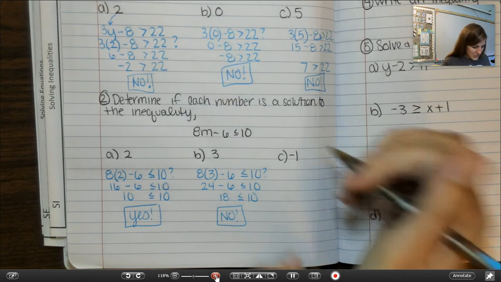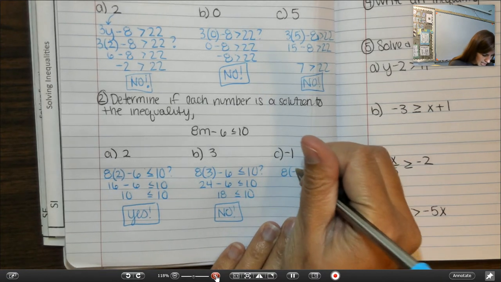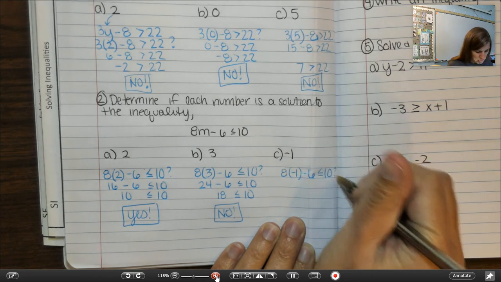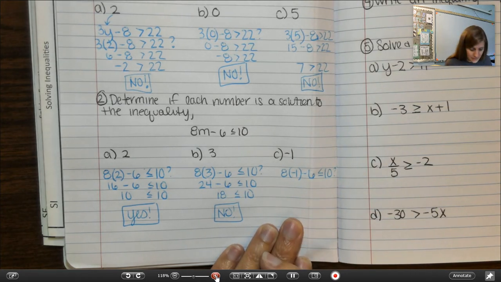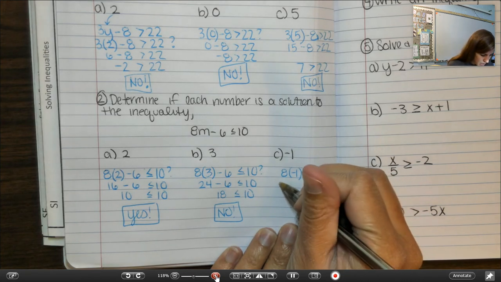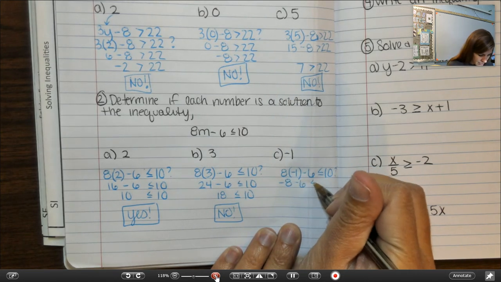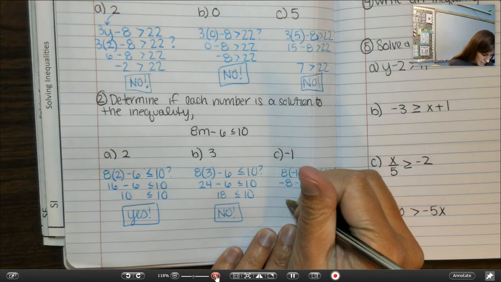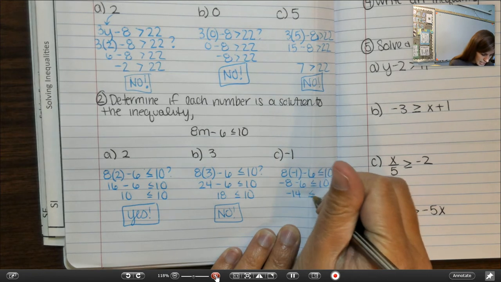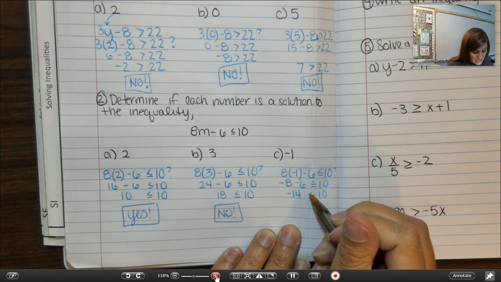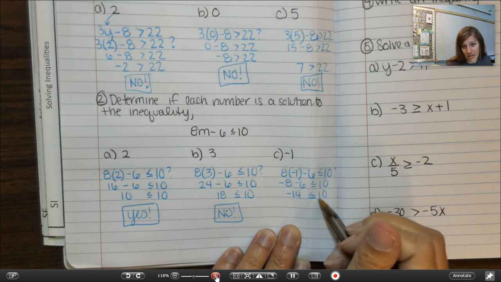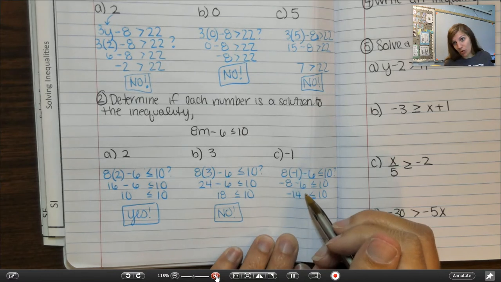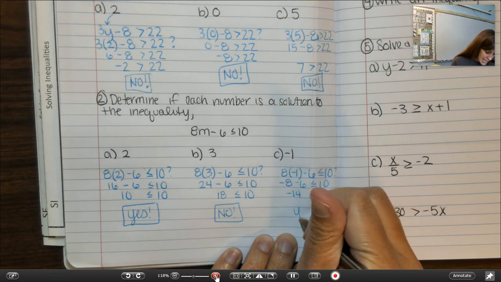And then let's try the negative 1. So if I take 8 and I plug in a negative 1, minus 6. Is that less than or equal to 10? I don't know. Let's find out. So we're going to do 8 times negative 1, which is negative 8. And then if I subtract 6 from that, so I'm at negative 8, I move negative 6 more. I'm at negative 14. And that is less than 10 because a negative is less than a positive. It's not equal to, but that's okay. It can be less than or equal to. And I'm less than. So yes, that's a solution.